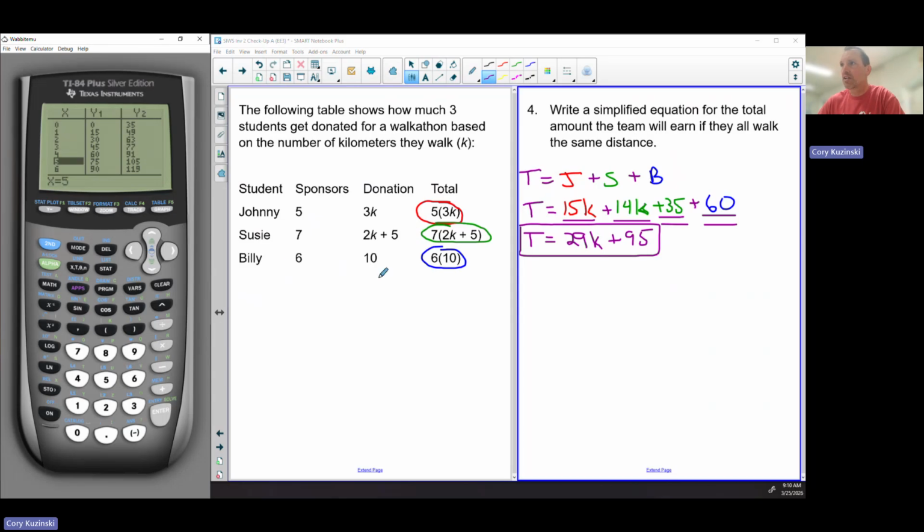All right. Go to 5 kilometers. And we could look at this as, well, Johnny's getting $75 for 5 kilometers. There's his 75. Susie is getting $105. And let's see, surprise, surprise, what's Billy getting? He's getting 60 no matter what. That's why his is always 60, okay? So 60. And then let's go back to our home screen. What happens when we add these three numbers? $240. Same thing.